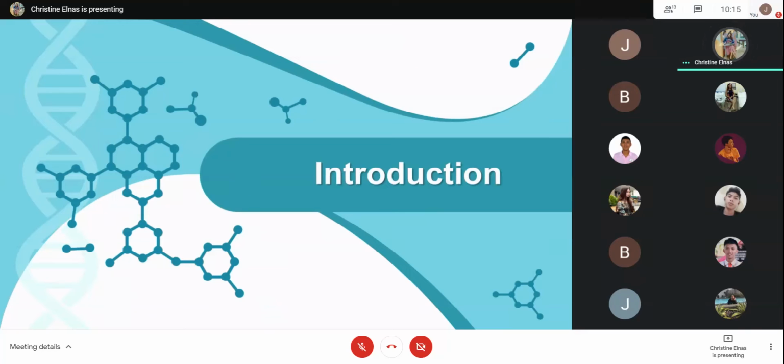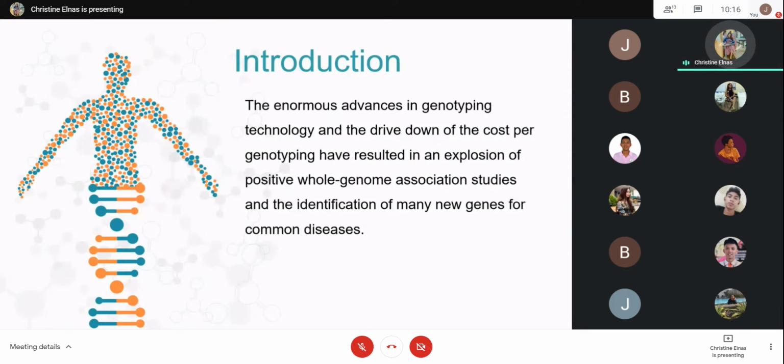The introduction. So the enormous advances in genotyping technology and the drive down of the cost per genotyping have resulted in an explosion of positive whole genomic association studies and the identification of many new genes for common diseases.